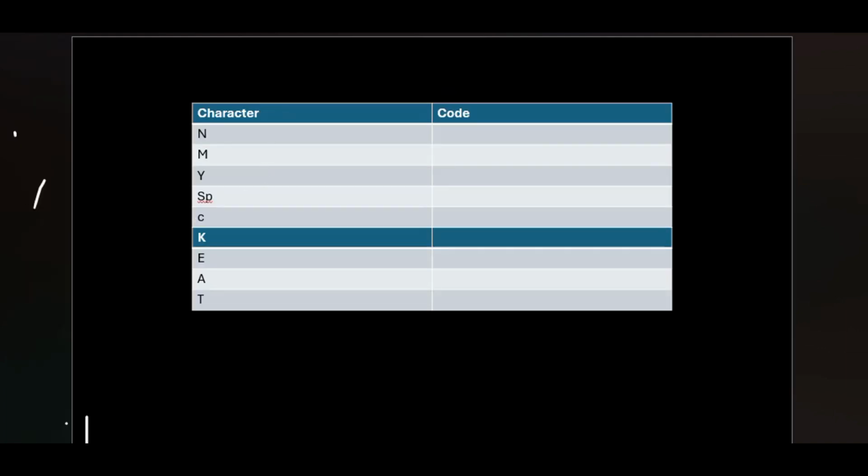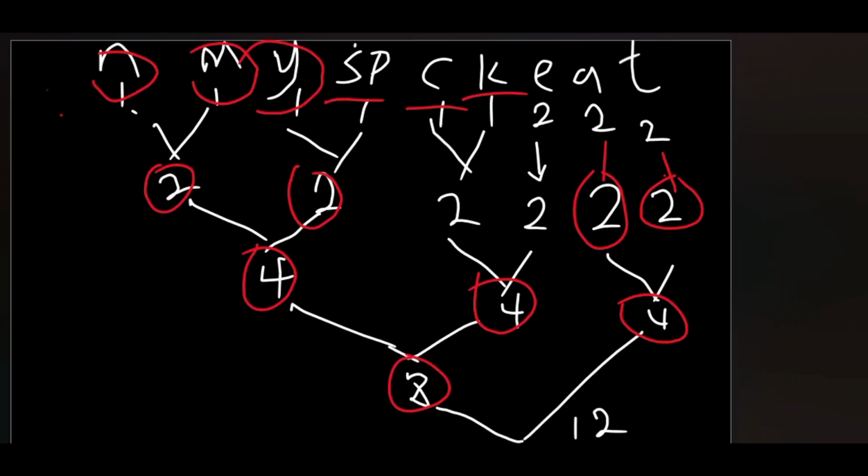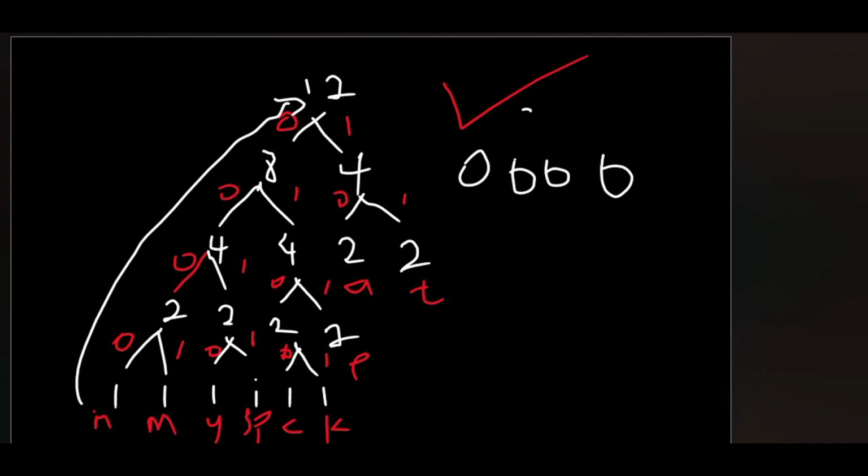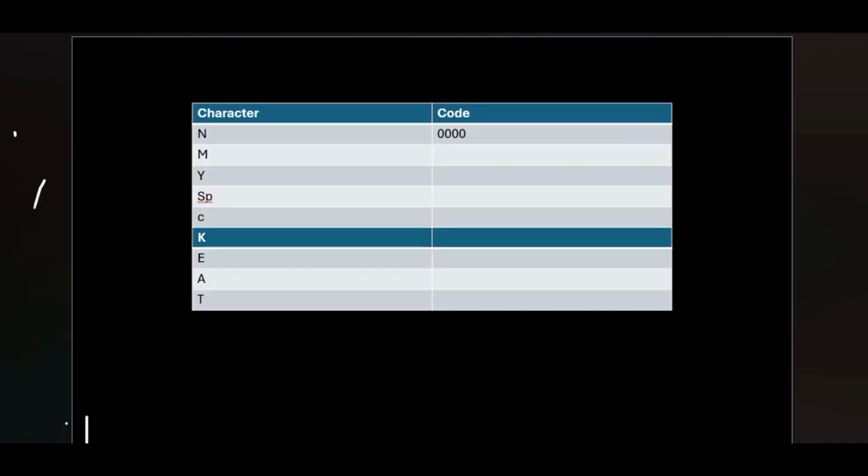So we had N to be 0 0 0. Now let's look at the M. That is where the M is. So you have to trace the M from the 12, the mother or the parent, to where the M is. So that is 0 0 0 1. So we have 0 0 0 1. So that is the M. So we do this to all the other characters.